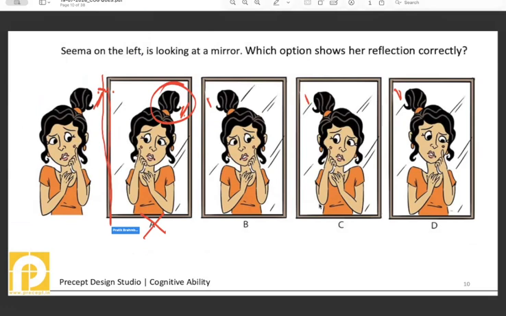Okay. So between B, C, and D, if you look at it, in case of B, the mole is in the same position as A, so that is wrong. Between C and D, when you compare, the eye positions in C are correct. In D, they are looking the other way around. So this is wrong. C is the right answer. We'll move to the next one.